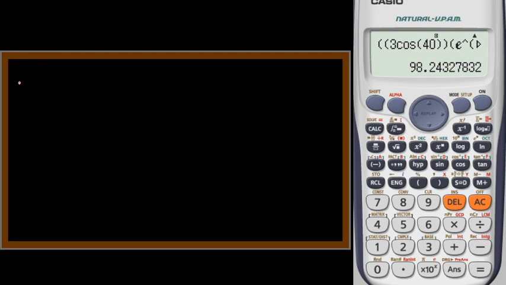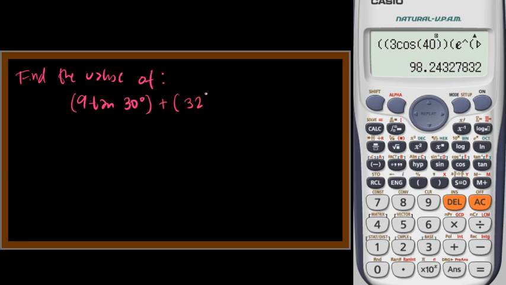So we have: find the value of 9 tangent 30 degrees, then this will be added by 32, no? 32 raised to the power of 9. All are in the form of a fraction, or you could have that as divide. 72 pi plus 2e cube.